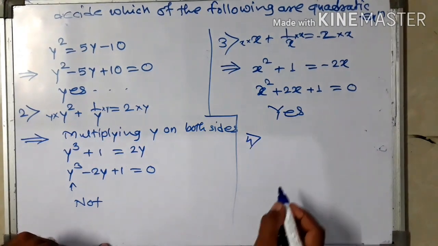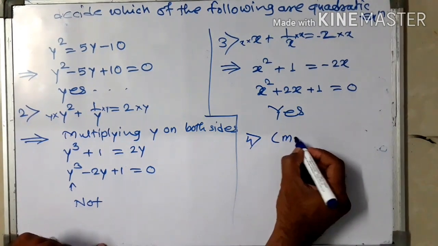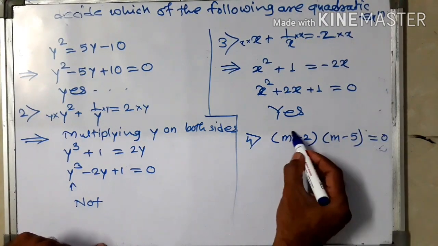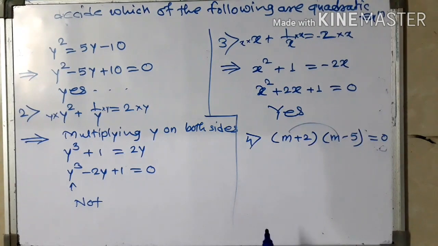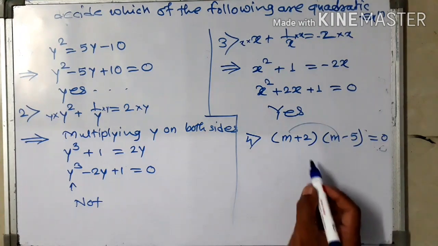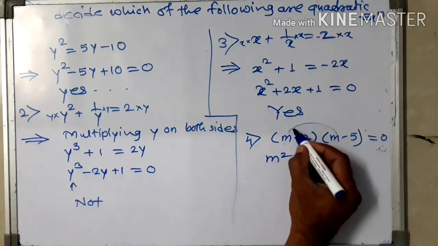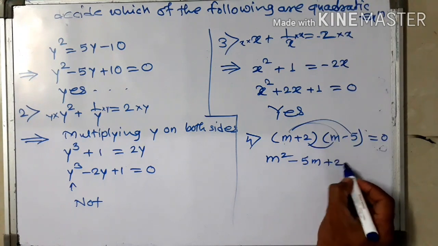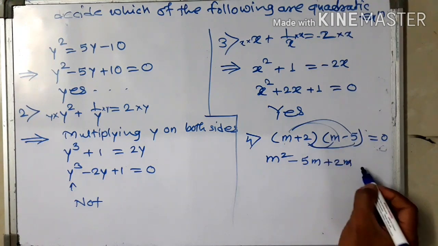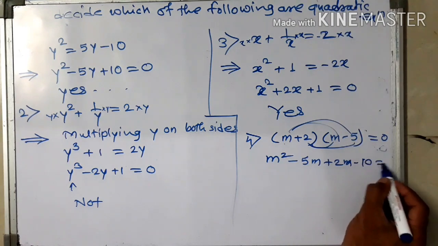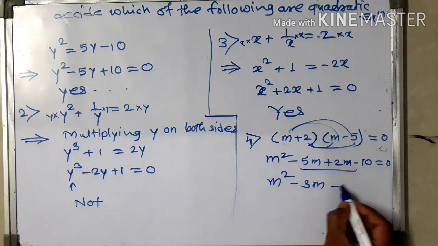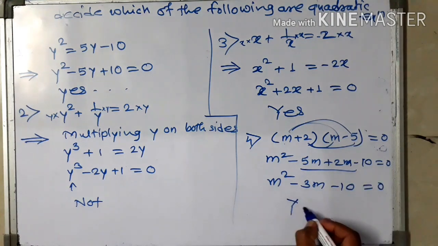Now the fourth example, m plus 2 into m minus 5 equals to 0. By multiplying every term of both brackets, m into m is m square, m into minus 5 is minus 5m, plus 2m, plus 2 into minus 5 is minus 10, equals to 0. m square minus 3m minus 10 equals to 0. Yes, this is a quadratic equation.